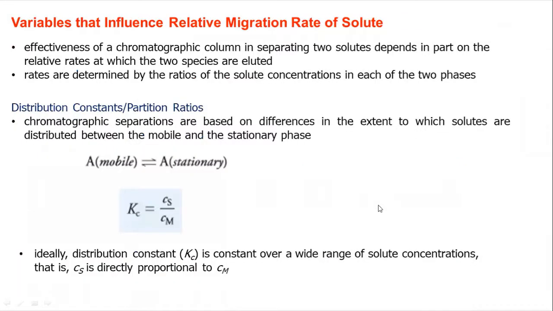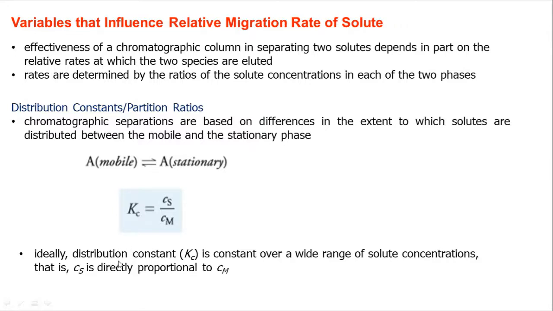Variables that influence relative migration rate of solute. So the effectiveness of a chromatographic column in separating two solutes depends in part on the relative rates at which the two species are eluted. Rates are determined by the ratios of the solute concentration in each of the two phases. So the distribution constant or the partition law ratios. So the chromatographic separations are based on differences in the extent to which solutes are distributed between the mobile and the stationary phase. So we have tackled this already in our past discussion.